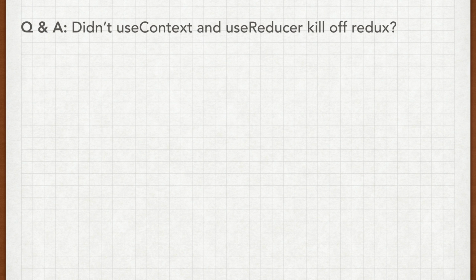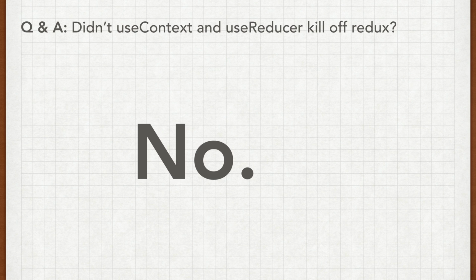Okay, and here's the final question. Didn't useContext and useReducer hooks kill off Redux? So why should we care about this Redux Toolkit? And the answer to this question is no, it did not. Redux is here to stay. Especially if you're working on an extremely large application with a lot of state management, I would not use context and useReducer to handle that. Maybe for a smaller application, I would do something else, but I would stick with Redux.